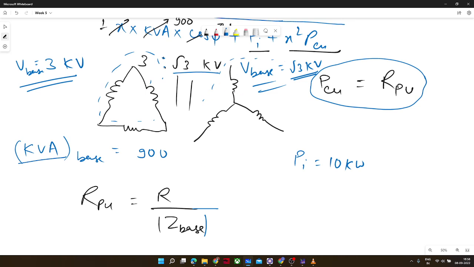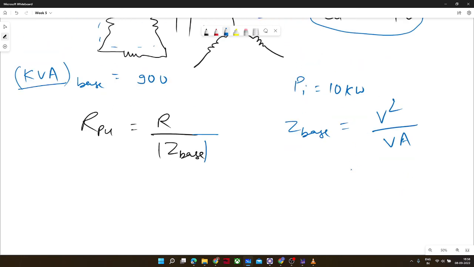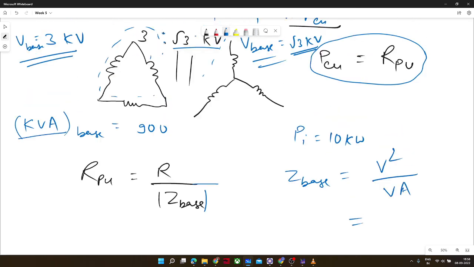We will have some resistance here and some resistance here, so we will try to refer from secondary to primary. First we will calculate Z base, and then we can divide it with the other resistances. To calculate Z base, we have voltage square divided by VA. Dimensionally it will become V by I, and it will give you impedance. So kV square, let us take from the star side.